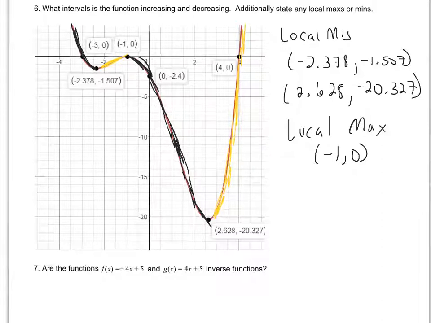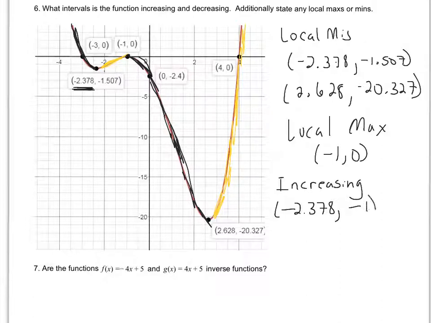So now we have these black intervals that are decreasing and our yellow intervals which are increasing, so we can write those. So this function appears to be increasing. Let's do increasing first. It's at this little yellow part, but remember, we always just use the x value. So it started from negative 2.378, and then it's going to stop increasing at this local max, which is negative 1. Union, it's also increasing in this last yellow part, which is going to be 2.628 all the way to infinity. So those are the 2 intervals where it appears to be increasing.